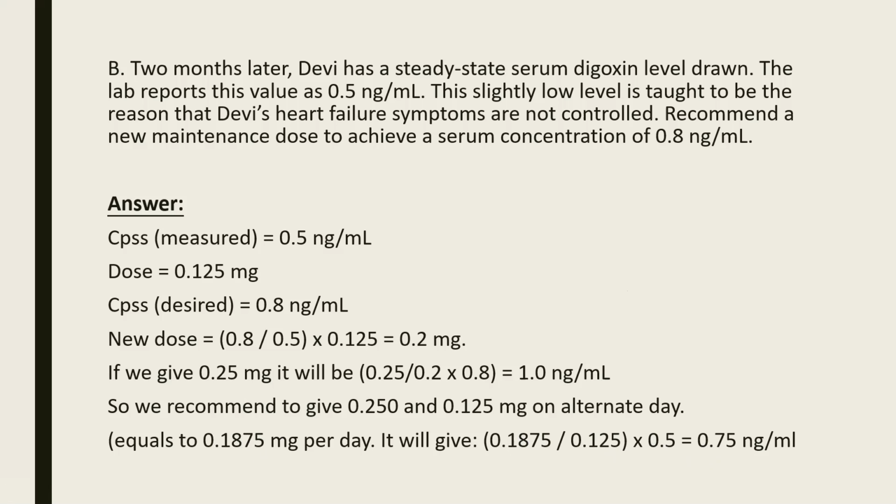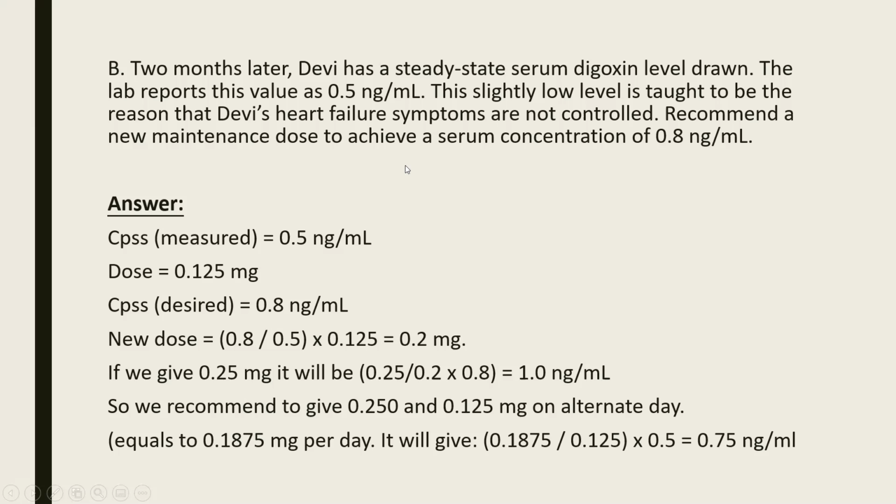Which one is better, 0.75 or 1.0? 0.75, because 1.0 is already at the limit. Actually, the limit is 0.9, so the range is 0.5 to 0.9. But because I don't want to complicate things, 0.9 is quite difficult, so I put 1. It's easier for us to remember, 0.5 to 1 rather than 0.9. So normally we want to achieve 0.7 to 0.8.